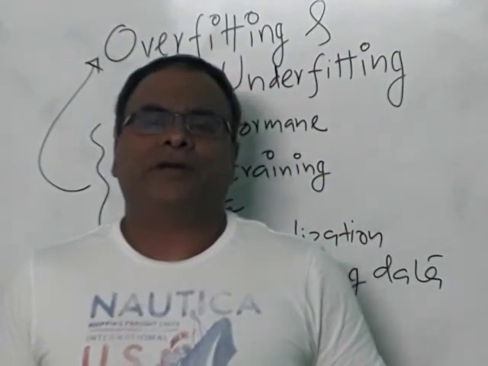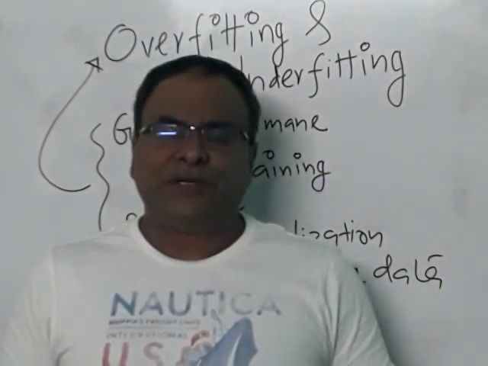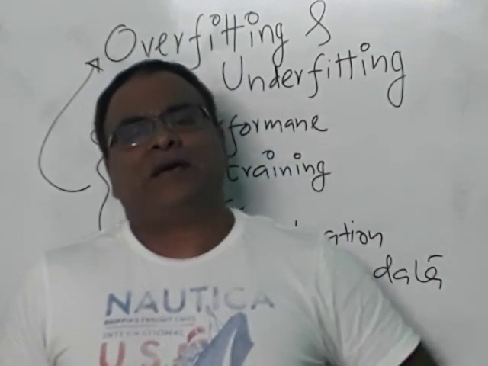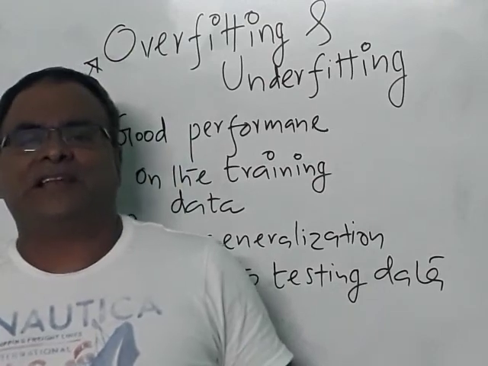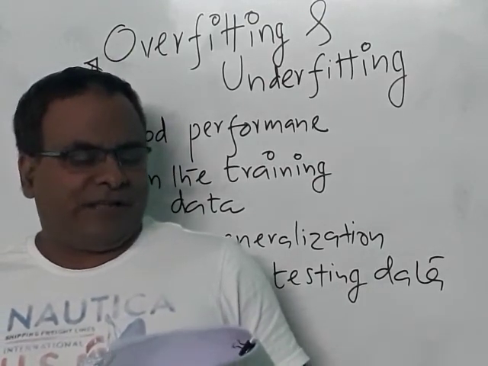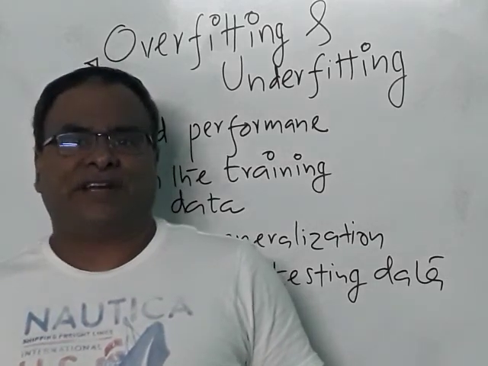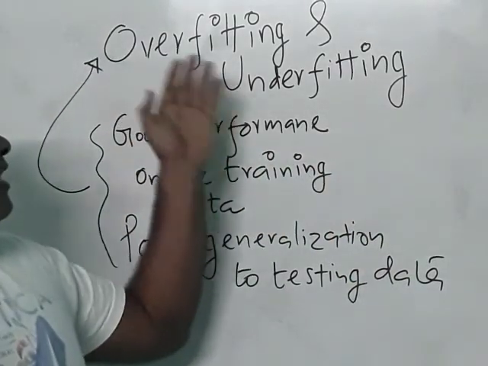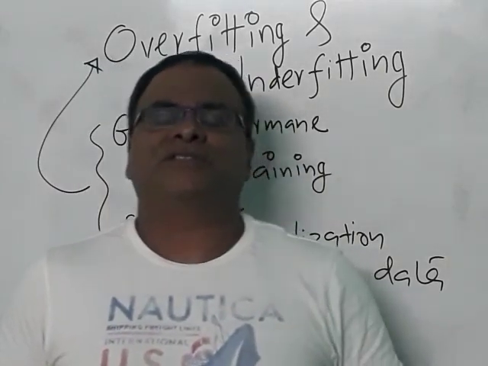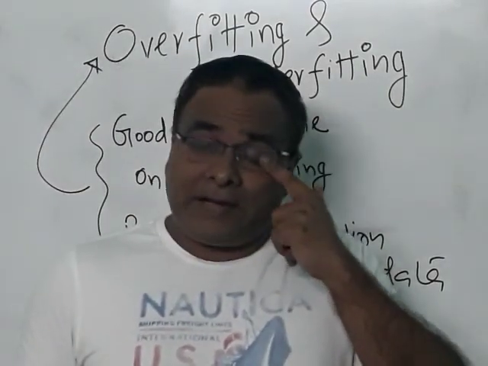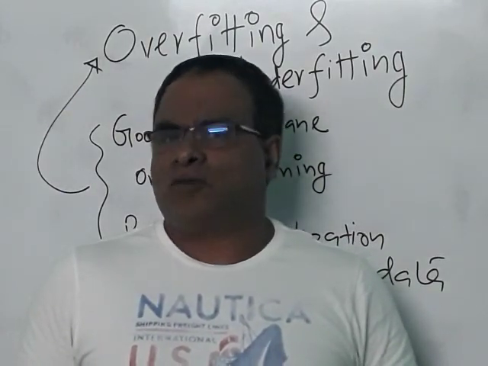Today I am going to discuss two important terminologies we use in machine learning, data science and artificial intelligence. One is overfitting and the next term is underfitting. What is overfitting and underfitting? Before getting to these terms, let me talk about how a machine learning model works.